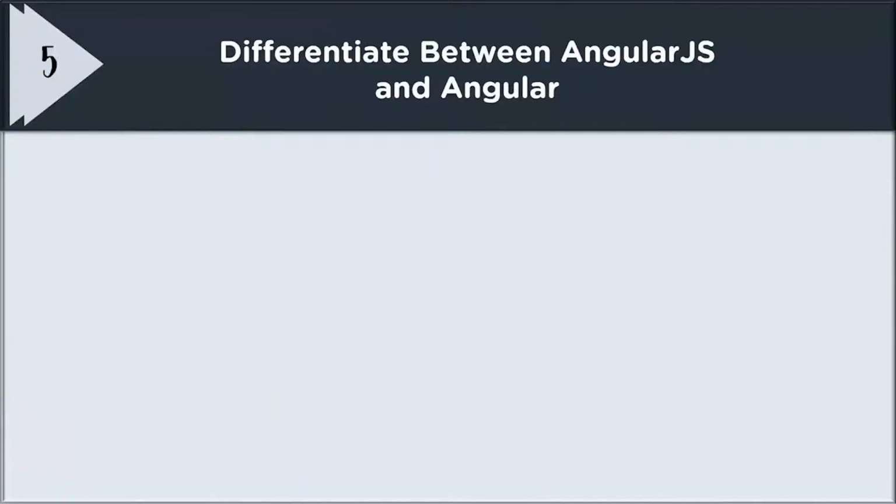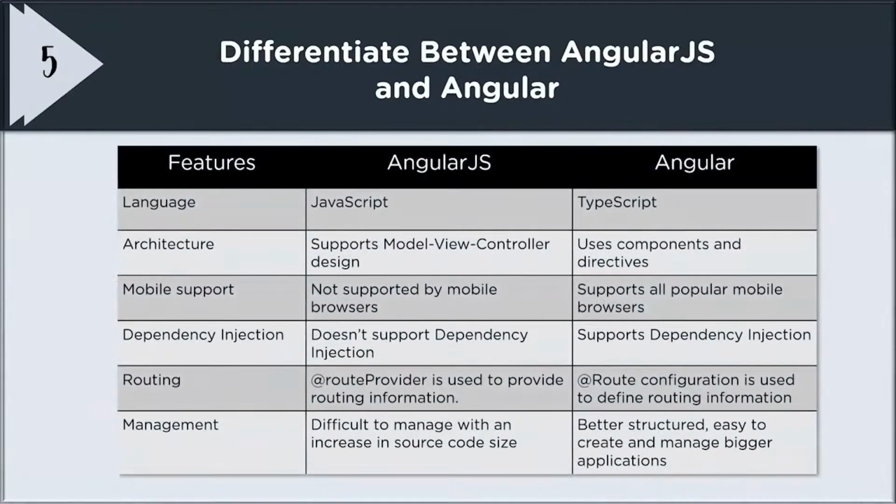Differentiate between Angular and AngularJS. Now here's a simple table for you. So here are the features that we're going to differentiate the two on the basis of. First is language, AngularJS uses JavaScript while Angular uses TypeScript. When it comes to architecture, AngularJS supports the model view controller design while Angular uses components and directives.